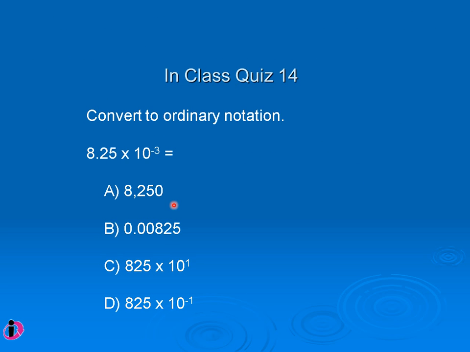Here is another example. So the decimal point will move to where? To the left. How many positions? 3 positions, right? So the right answer is B.